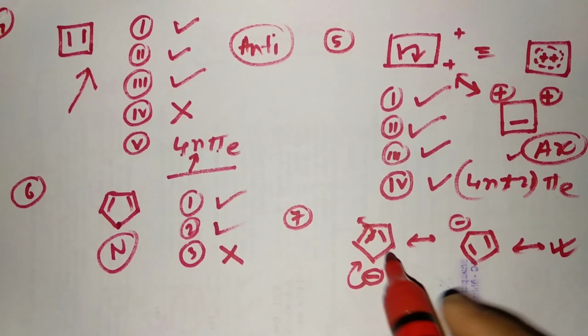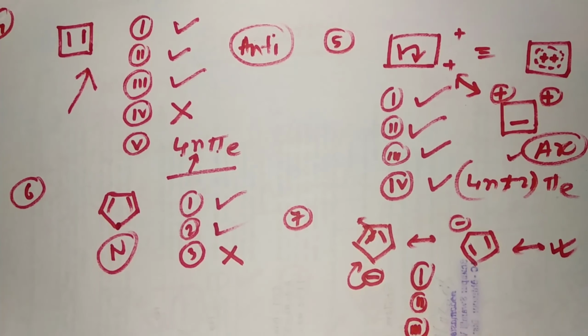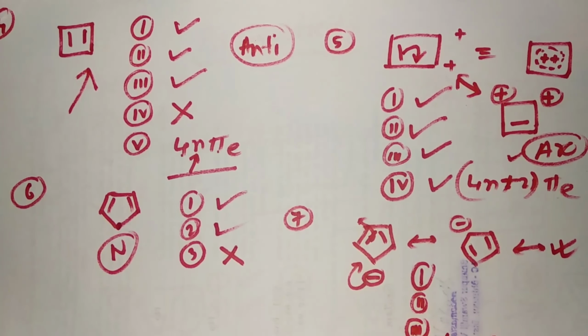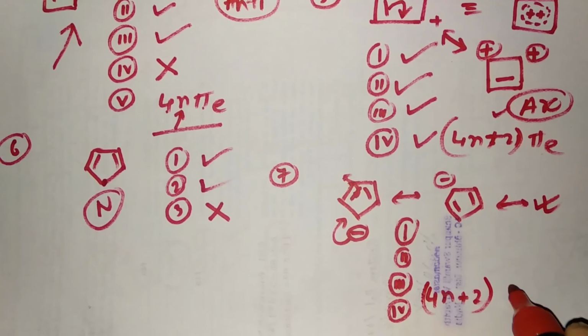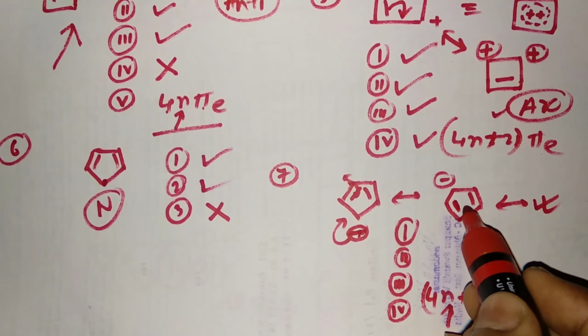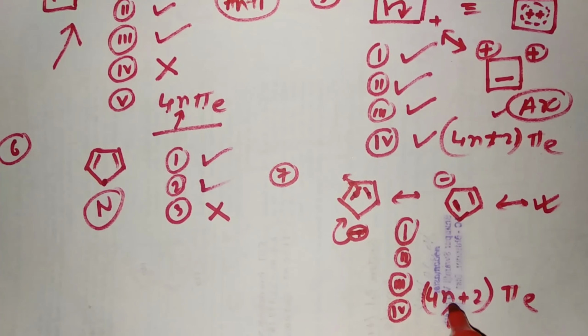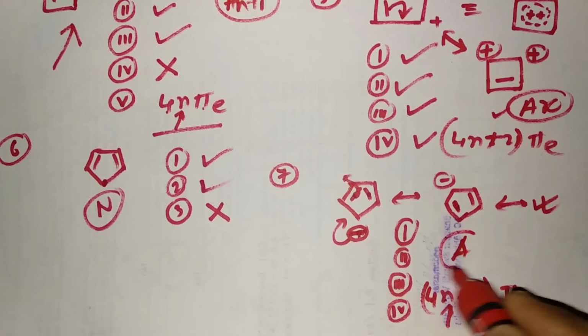Okay, so now this is cyclic, this is planar, this shows continuous delocalization of electrons, and this also shows the 4n plus 2 pi electron system, and here n equals 1, because 2 pi, one negative charge, that forms one pi bond, that is 2 pi electron, 4 pi electron, 6 pi electron, total 6 pi electron. If we put n equals 1, 4 plus 2, 6 pi electron we will get. Okay, so that is why this is aromatic.